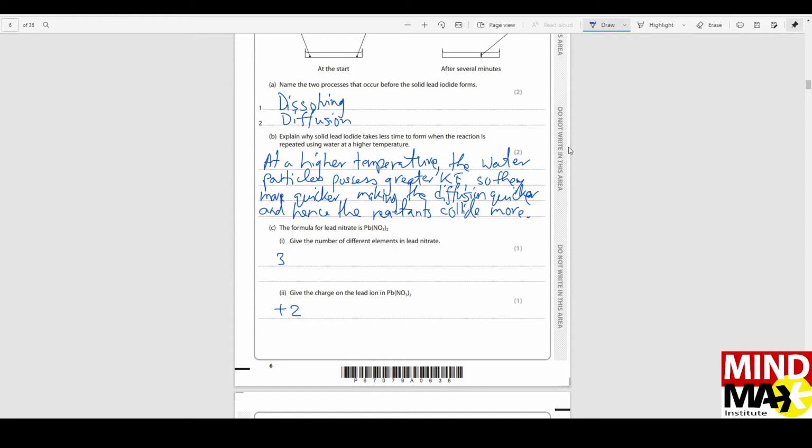Then give the number of different elements in lead nitrate. As you can see, there are 3 of them. Lead is 1, nitrogen is 1, oxygen is the 3rd. Give the charge on the lead ion in this. So if you look carefully, it's +2.